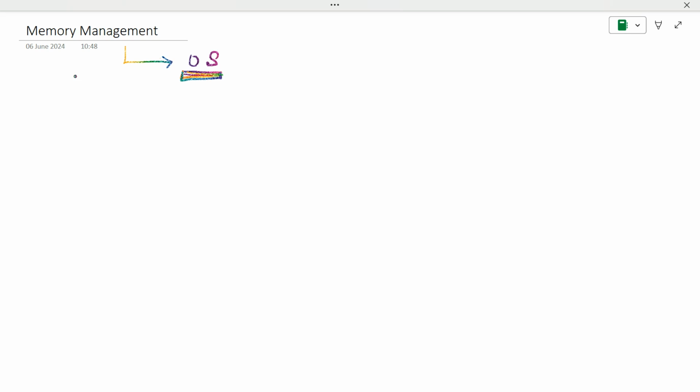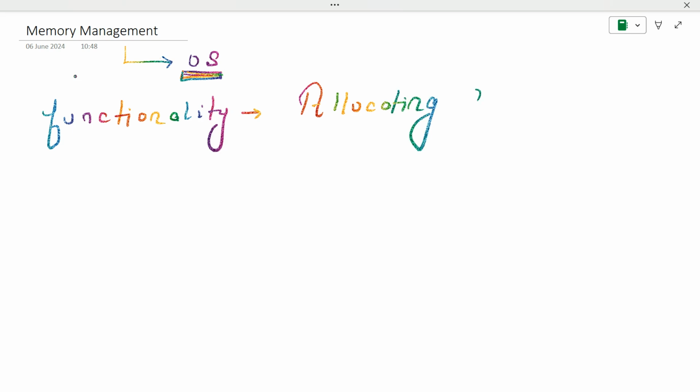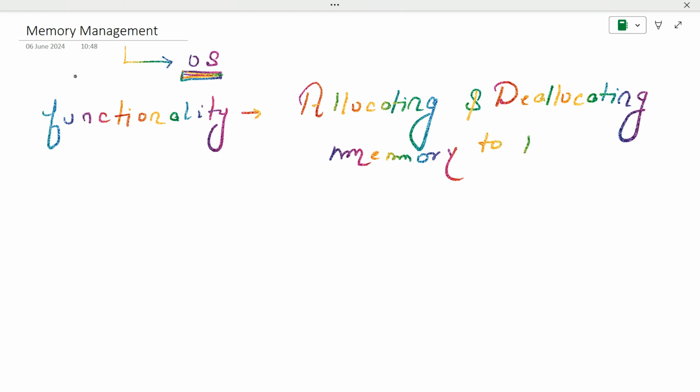The OS has a lot of functionality, but the functionality of the OS that we are going to learn about is allocating and deallocating memory to the processes. Allocating and deallocating are opposite terms. So this is the functionality possessed by the OS: it has the work of allocating and deallocating memory to the various processes.